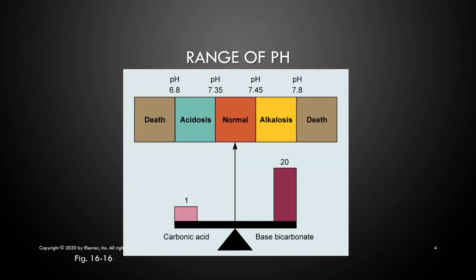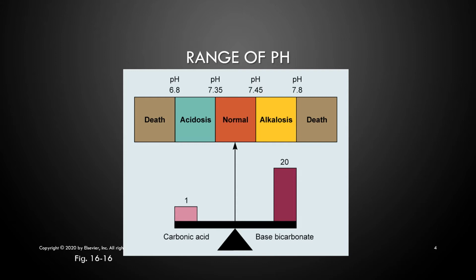If we look at this figure, you can find it in your textbook. You can see that normal range for the pH, again, is 7.35 to 7.45. It's maintained by a ratio of 1 part carbonic acid to 20 parts bicarbonate, which is our base. As represented in the picture, you can see that naturally the human body has more base than acid, and so it's a very narrow range between 7.35 and 7.45.